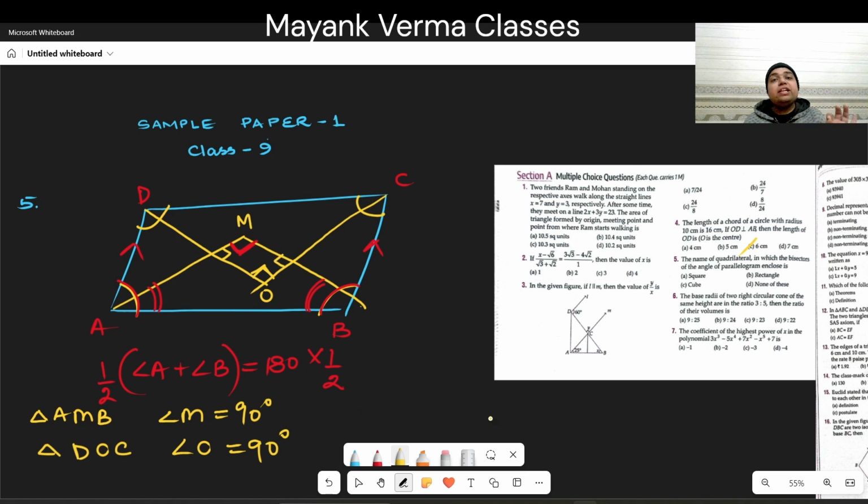Now tell me, a quadrilateral having all four angles 90 degrees, what do we call that? We cannot call this a square because a square has the additional feature that all sides must be equal also. Second, rectangle. Rectangle is correct, right? Rectangle says all angles should be 90 degrees. Cube, I cannot say, that is a 3D figure, and none of these should not be the answer because rectangle is favorable here. Okay, so the answer will be rectangle, option B. Okay, let's see the next question.